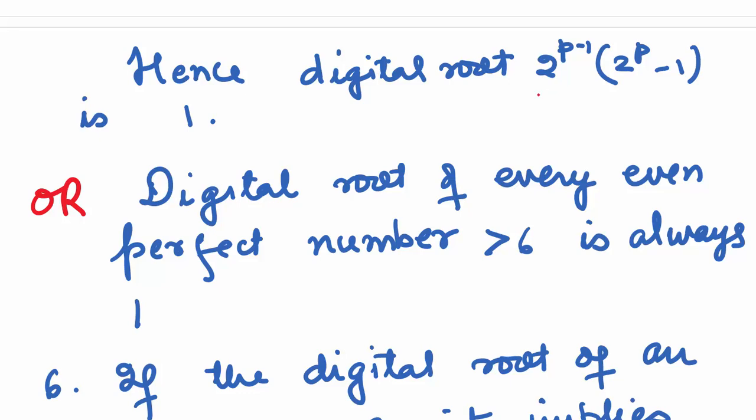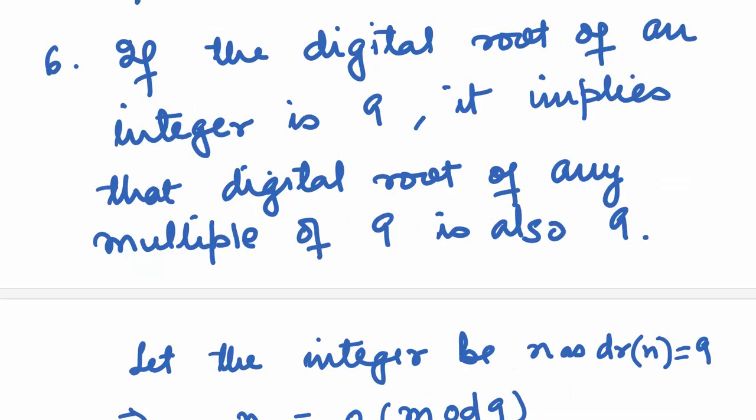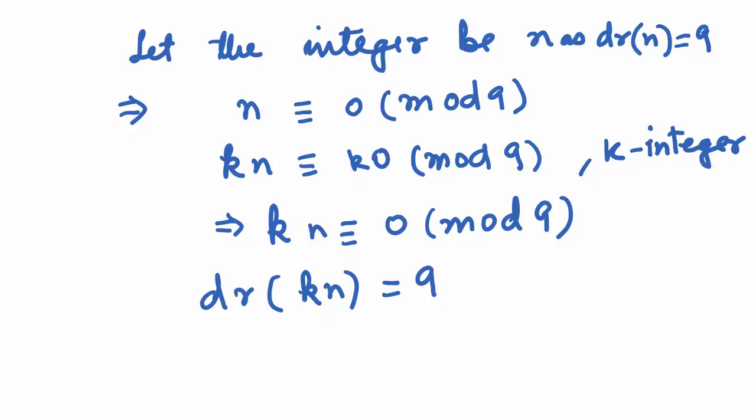Alternatively, as you know, the term 2 to the power p minus 1 into 2 to the power p minus 1 is nothing but a perfect number. So digital root of every even perfect number greater than 6 will always be 1. If digital root of an integer is 9, it implies that digital root of any multiple of 9 will also be 9. If we take the integer to be n, then if its digital root is 9, n will be congruent to 0 modulus 9. If I multiply by some integer k on both the sides, you will see k into n will also be congruent to 0 mod 9. And when we have the least residue as 0, the digital root is nothing but 9.